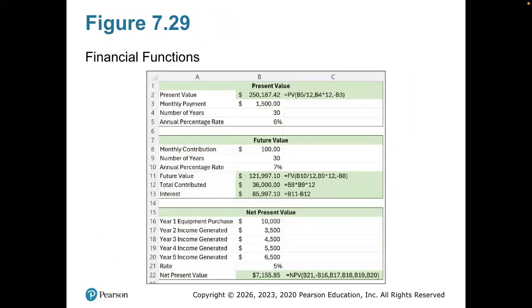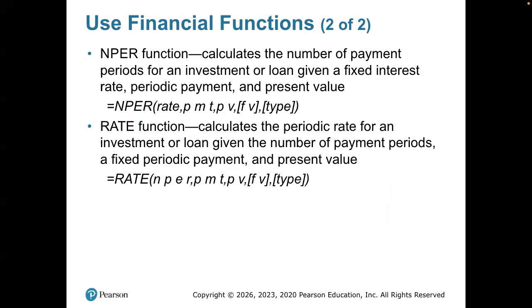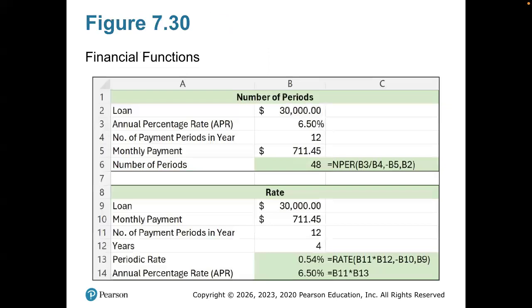Okay, we have a variety of financial functions. We can also use the NPER function to say the number of periods that we want to use, right? I could say my rate, I could plug in my PMT function and calculate that. I could calculate the rate itself as well, okay?